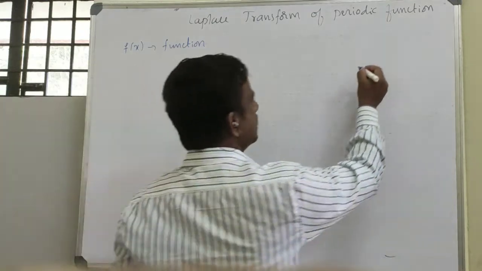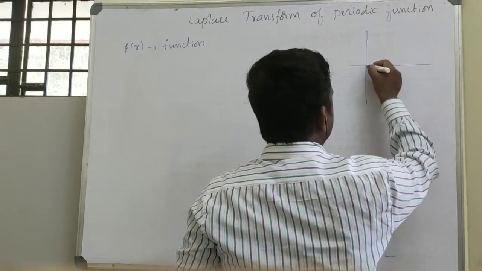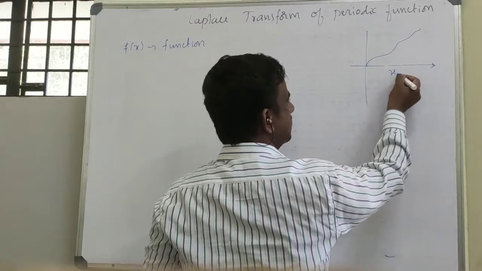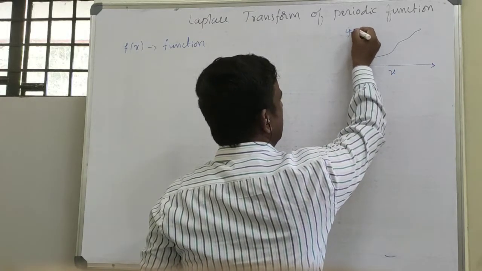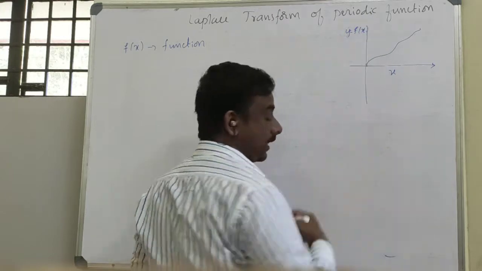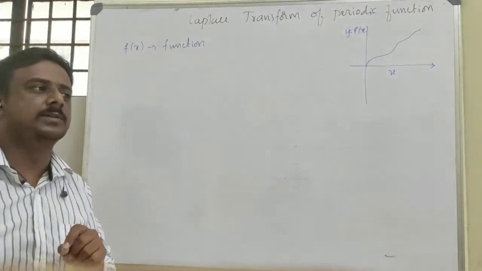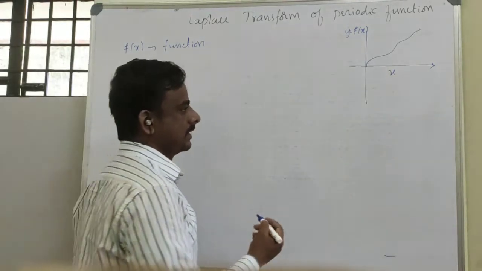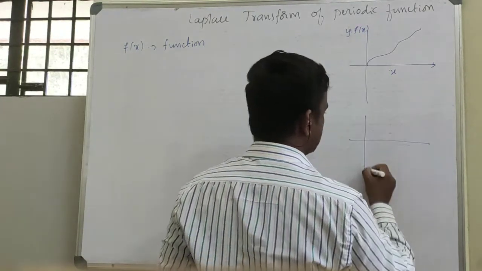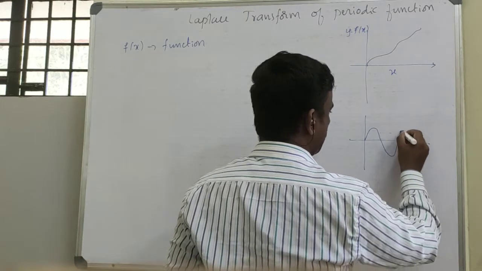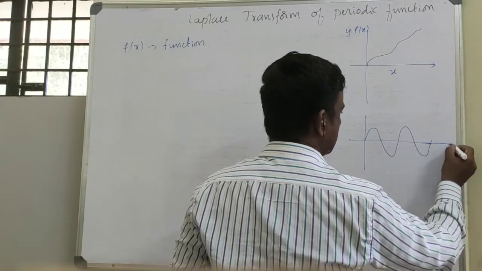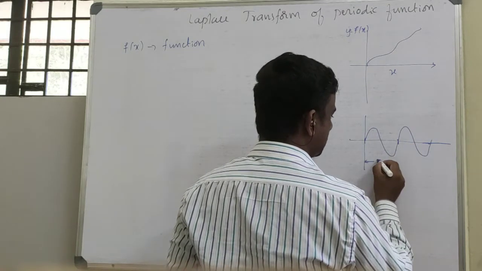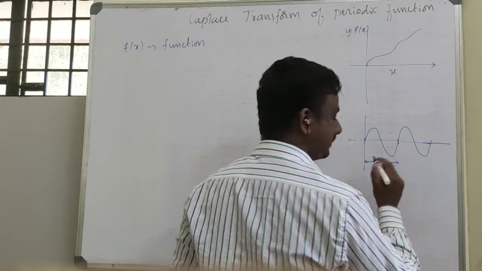Suppose you have a function like this. It is not going to repeat its values as x changes its values. So y equal to f of x. There are some functions which repeat their values in a regular interval and other functions may not repeat the values. For example, if you take f of x equal to sin x, then the graph of that function looks like this. That means in every interval of length 2 pi, the function is going to repeat its values.